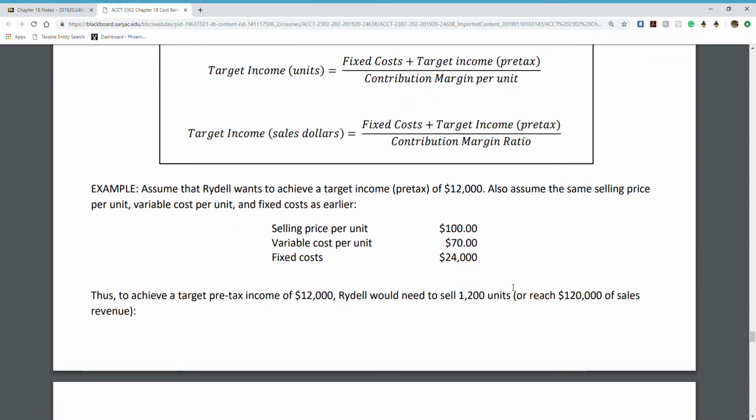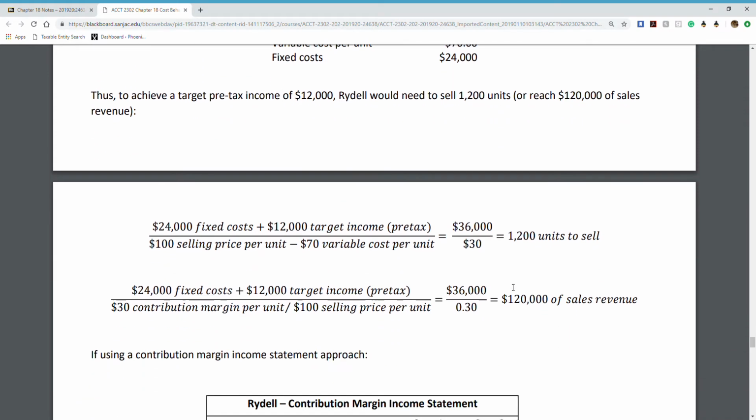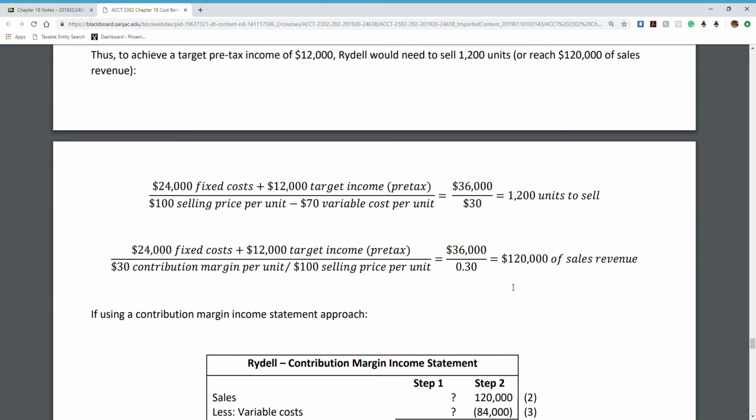So now they want to achieve 12K. They say, before taxes are taken, we want to make $12,000. Okay, we're still using the same numbers. To figure this out, we take the fixed cost plus our target income of 12,000, which gives us about 36,000, divided by our contribution margin per unit of $30. That says we need to sell 1,200 units to make it to 12K.